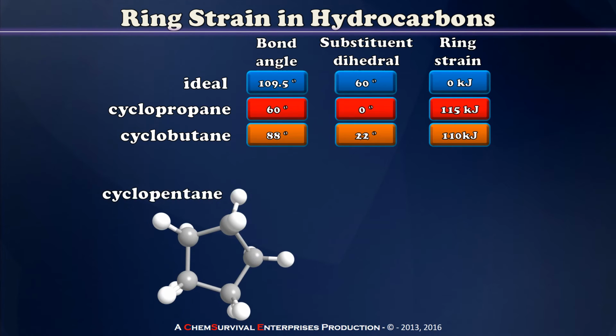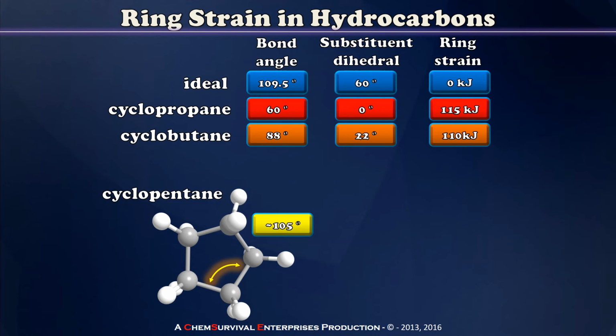Okay, so let's move on to cyclopentane. Now, if we look at cyclopentane from above, if we were to assume that it is a flat pentagon, the bond angles should be about 108 degrees each. And that's very close to the ideal bond angle of 109.5. And yet, when we measure the bond angles within cyclopentane, we find that they're about 105 degrees, a little bit narrower.